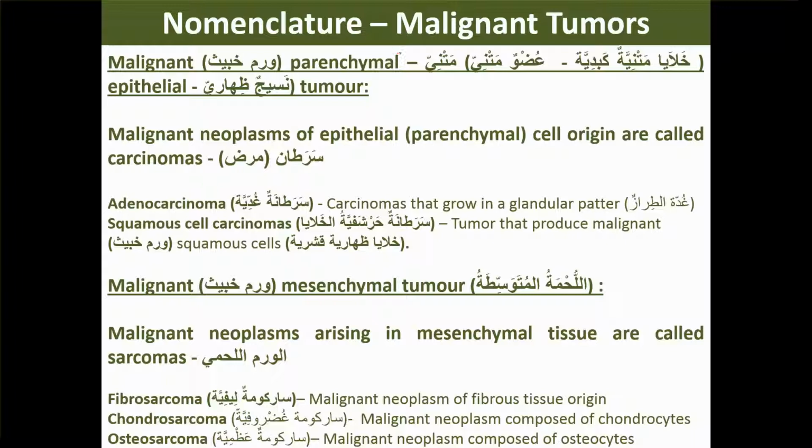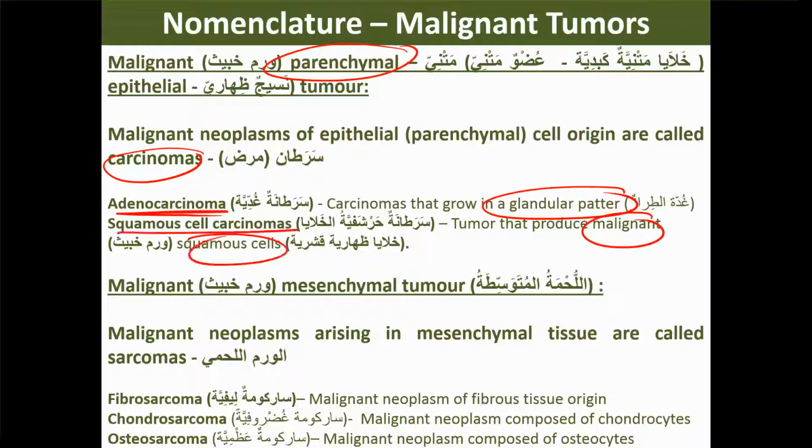If the malignant tumor is of epithelial origin, we put carcinoma at the end. If they have a glandular pattern, it is called adenocarcinoma, or if they have malignant squamous cells, it is called squamous cell carcinoma. If the malignant tumor is of mesenchymal origin, they are called sarcomas. If it is composed of fibrous tissue, it is called fibrosarcoma. If they have chondrocytes, they are called chondrosarcoma. If they have osteocytes, they are called osteosarcoma.